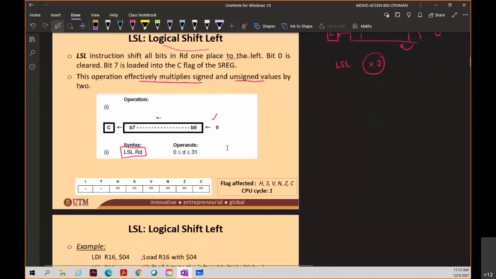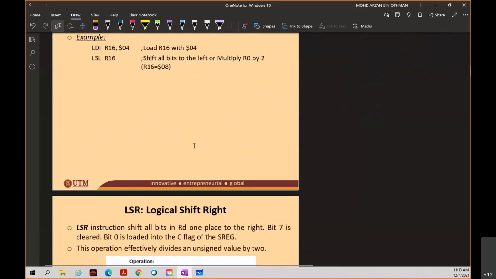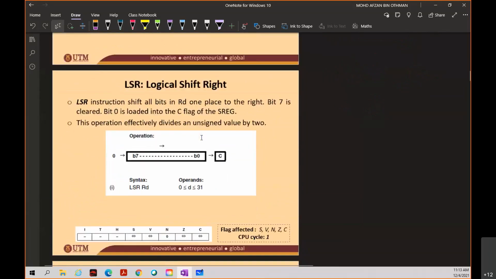Okay, next, so this is the example. I already showed you the example, so I just skip this example here. And then we have the LSR. So LSR stands for logical shift right. So this instruction shifts all bits in Rd, your destination register, 1 place to the right. Meanwhile, bit 7 is cleared and bit 0 is loaded into the C flag of the status register. Okay, so what does LSR do?